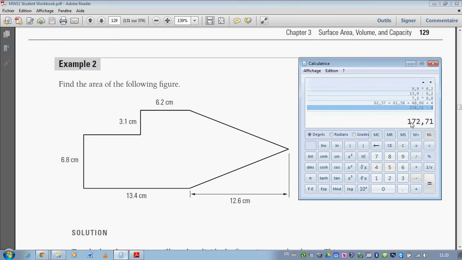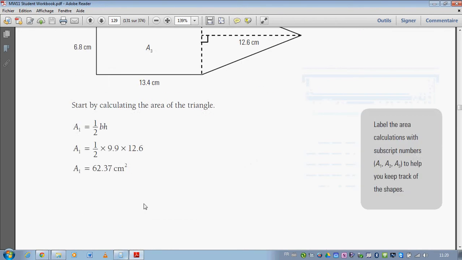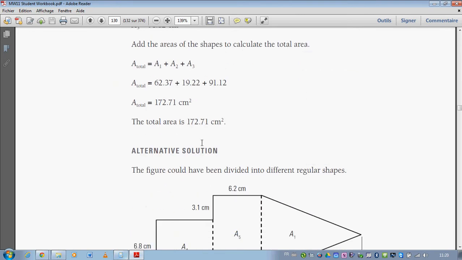Okay, there. So that should give us 172.71. So 62.37 plus 61.38 plus 48.96 gives us 172.71. So there you go. The total area is 172.71.